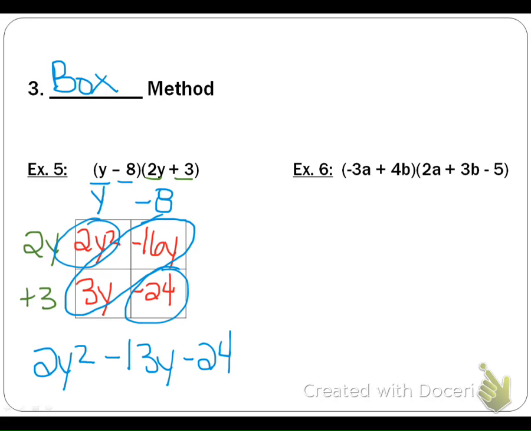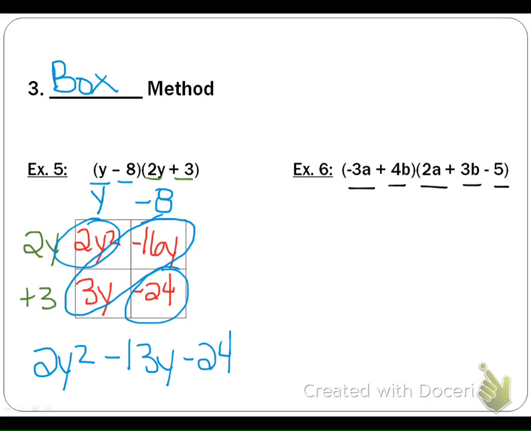Alright, so generally the boxes will not always be written for you. In fact, they will not be written for you if you decide to use this method. So you'll have to make your own boxes. So let's try making our own boxes in example 6. Count how many terms you have. I have 2 terms here and 1, 2, 3 terms here.